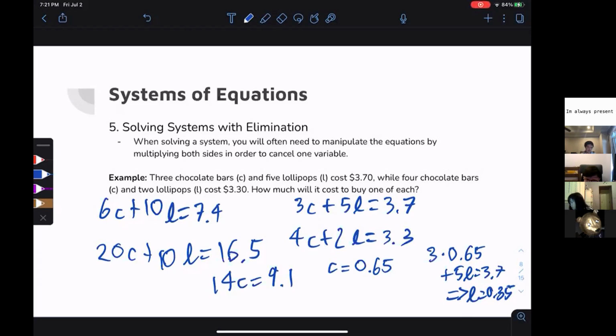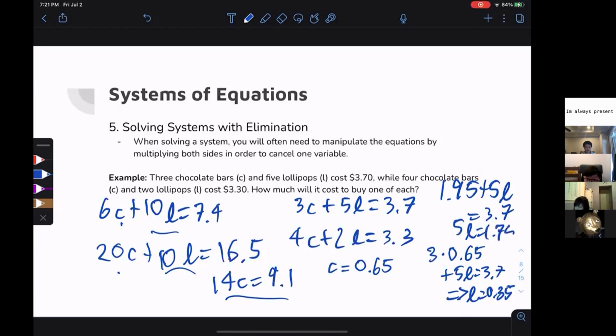He did it right. You get both of these to 10, and you subtract this from that, then you get 14C is 9.1, and that gives you C. Plug this back into either one of these, and this one is 1.95 plus 5L equals 3.7, and then you get 5L is equal to 1.75, from which you get L is equal to 0.35.